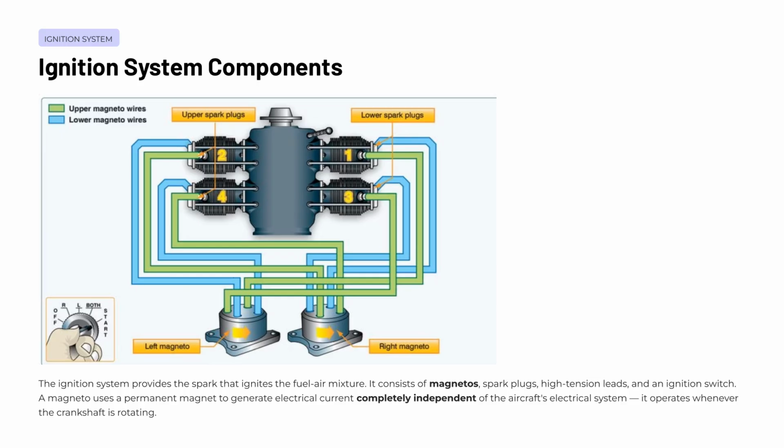If the aircraft's main electrical system fails, the engine will continue to run without interruption because the magnetos require no external power source. Most aircraft engines are equipped with two separate magneto systems and two spark plugs per cylinder. This dual redundancy design ensures that if one magneto fails, the engine continues to operate on the other, maintaining power and allowing the pilot to land safely.